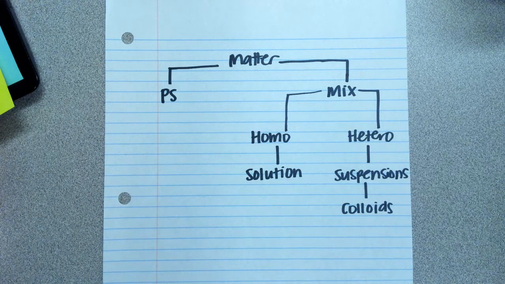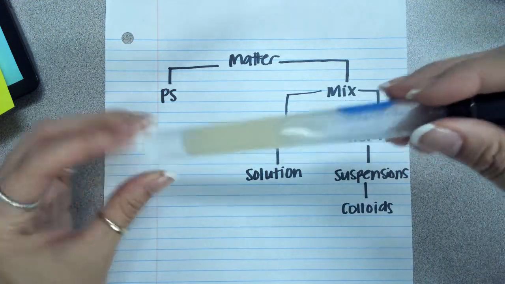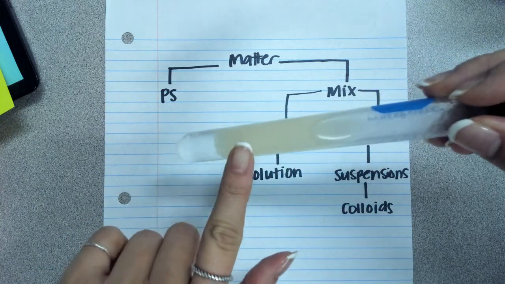The next category we're going to look at is suspensions. I have an example of one. A suspension is a type of heterogeneous mixture. These are typically cloudy, and they have at least two visible substances. The example I have of a suspension is water and oil. I have it here in the test tube. I shook it up a little bit, so it's kind of blended right here.